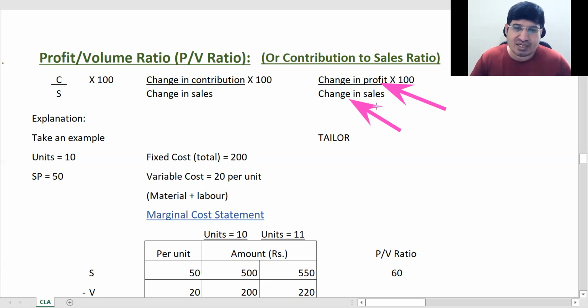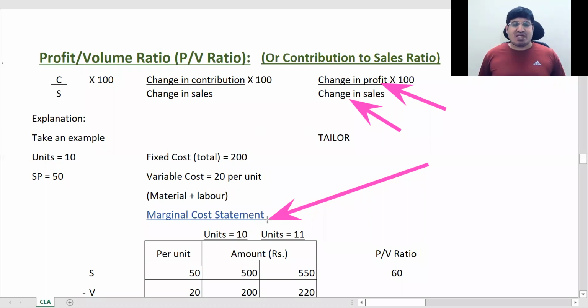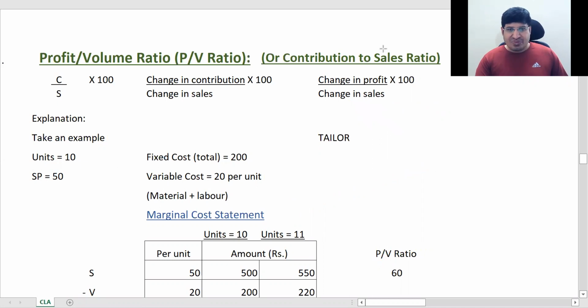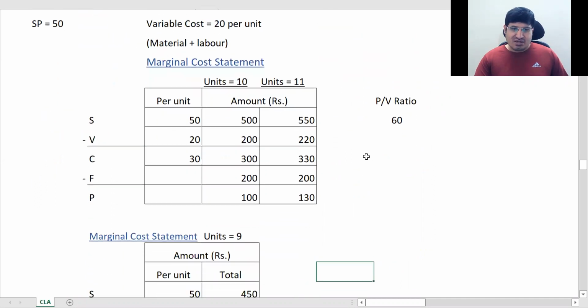I had demonstrated these two to you with a dummy marginal cost statement. We had created a model problem of a tailor. Based on that I had demonstrated this to you, so you can see your previous lecture and you will get a fair idea of it. So this is your profit volume ratio. It's generally expressed in percentage.